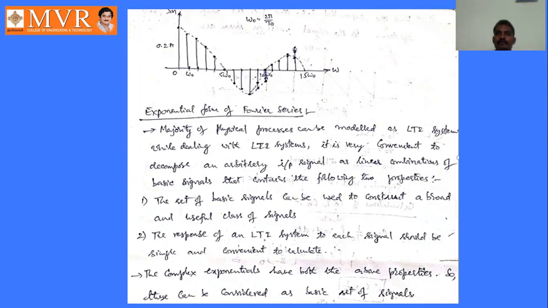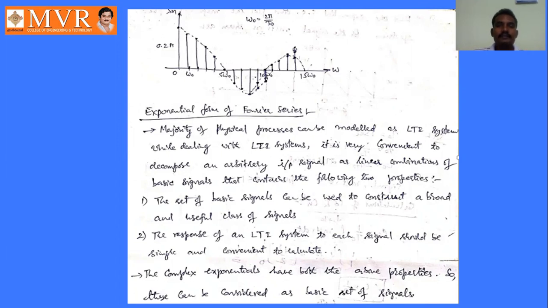by using the formula A0 equal to 1 by T0 integral T0 to T0 plus T0 m of t dt, where m of t is an arbitrary input signal, and An equal to 2 by T0 integral T0 to T0 plus T0 m of t into cos n omega naught t, and Bn is 2 by T0 into integral T0 to T0 plus T0 m of t into sin n omega naught t.